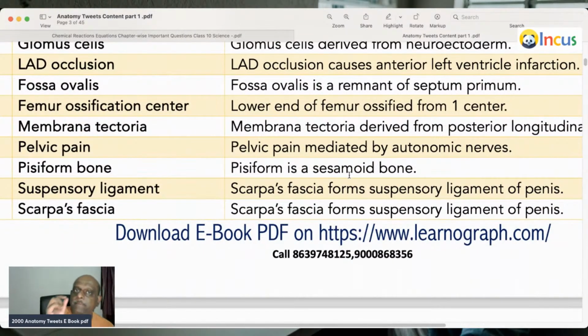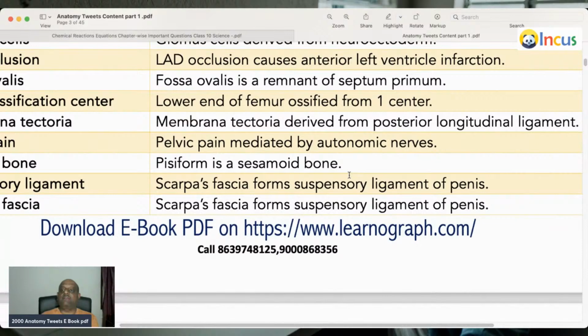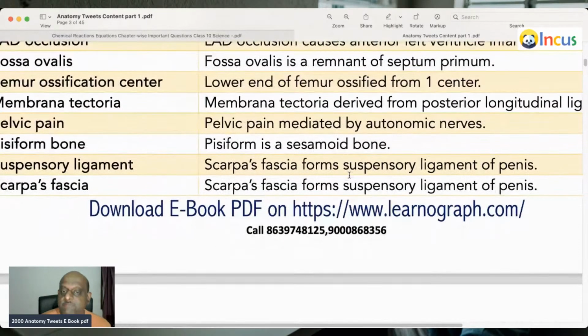So how many primary ossification centers are there for the femur? The lower end of the femur is ossified from one ossification center, which typically appears when the baby is born. Membrana tectoria is derived from the posterior longitudinal ligament. All that pelvic pain is mediated not by the splanchnic nerves but by autonomic nerves. Pisiform is an example of a sesamoid bone. All sesamoid bones we should know.